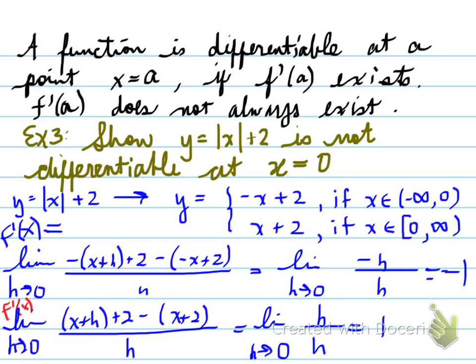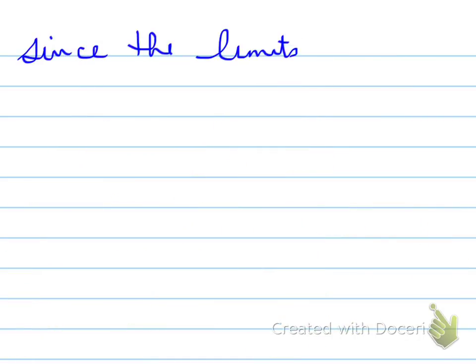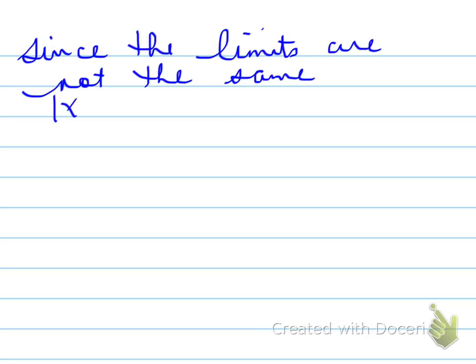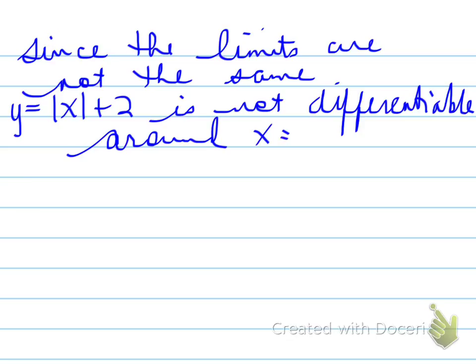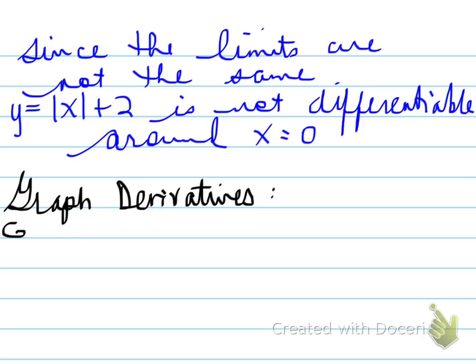Well, folks, if you have the derivative of one being this value and the derivative of the other one being this value, they're not the same. And because these two derivatives are not equal, it is not differentiable at this point, it's discontinuous. Therefore, it's not differentiable. So, since the limits are not the same, y equals absolute value of x plus 2 is not differentiable around x equals 0.